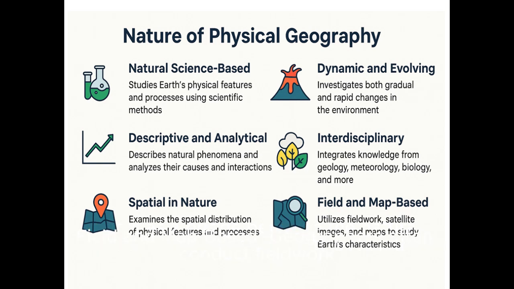Now the last one is field and map-based. Geographers often use satellite images and create maps to understand the Earth's physical characteristics. For example, mapping flood-prone areas based on terrain and rainfall data. Physical geography is a scientific, spatial, and dynamic study of Earth's natural systems. It helps us understand the processes that shape our planet and prepares us to manage natural resources and hazards wisely. So, these are the nature of physical geography.